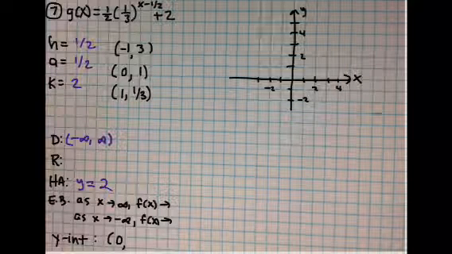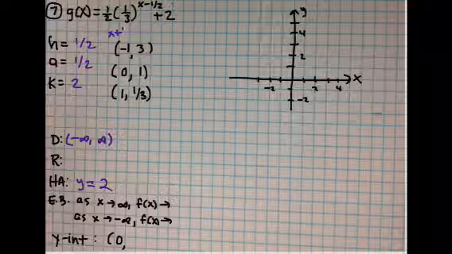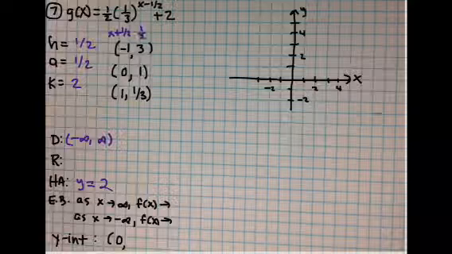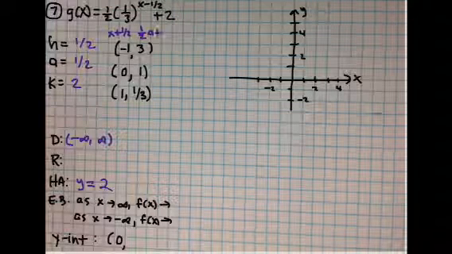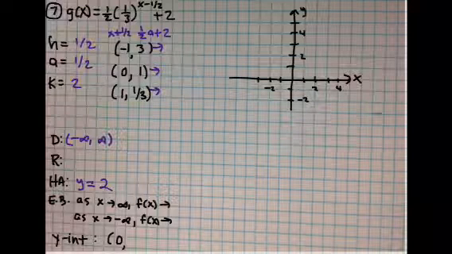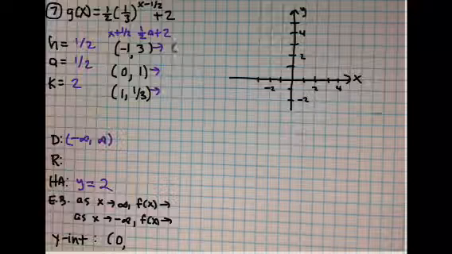The transformations are x plus 1/2, because h affects the x, and the a and the k affect the y. So 1/2 a plus 2. Okay. Negative 1 plus 1/2 is negative 1/2.